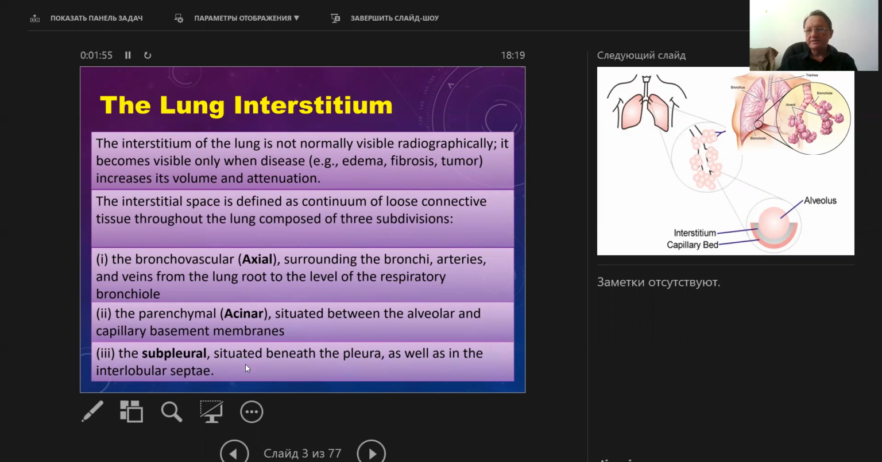The lung interstitium in the normal case is not visible radiographically and becomes visible only in case of a pathological process, including edema, fibrosis, tumor, scarring, which lead to an increase in its volume and attenuation.